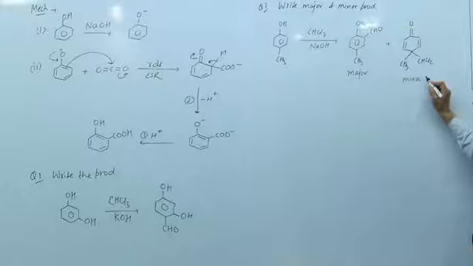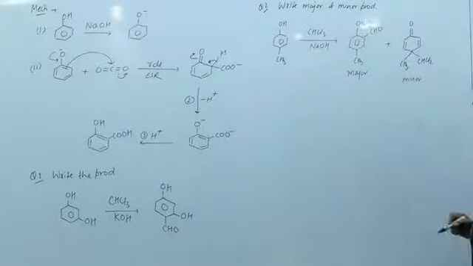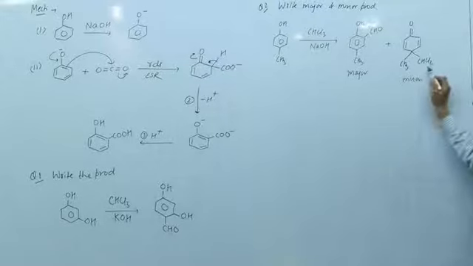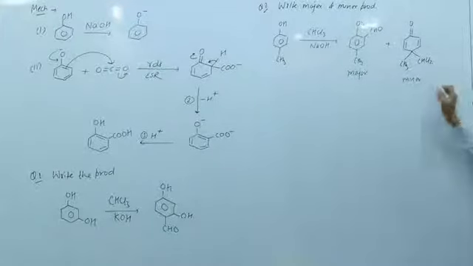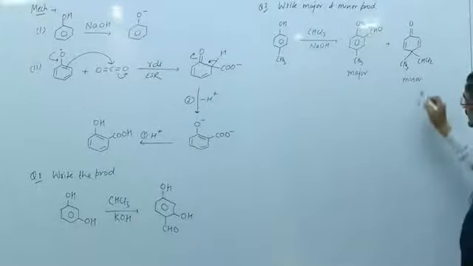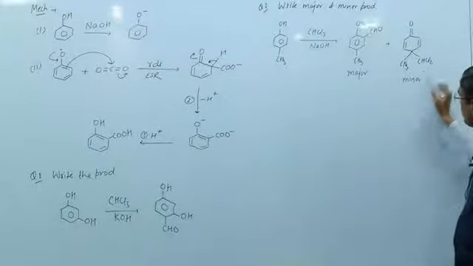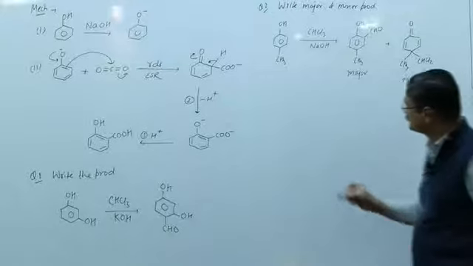SN1 and SN2 of the halide are not possible because of crowding and the halide being 1 degree. So the beta carbon is 4 degree and this halide is 1 degree. That's why substitution reaction with NaOH is not possible, and both the Cl are present in this product. So this product is minor.